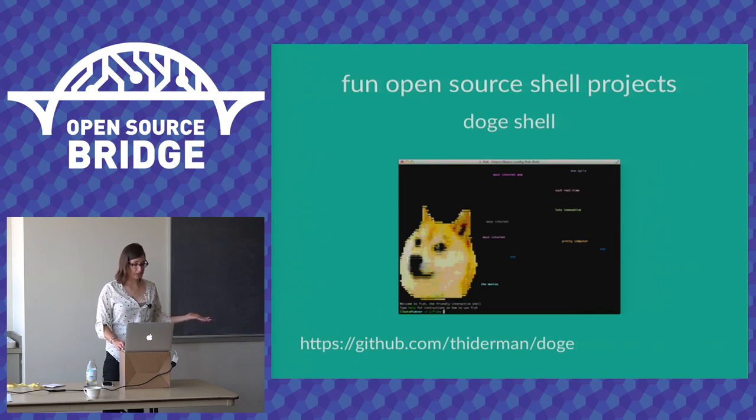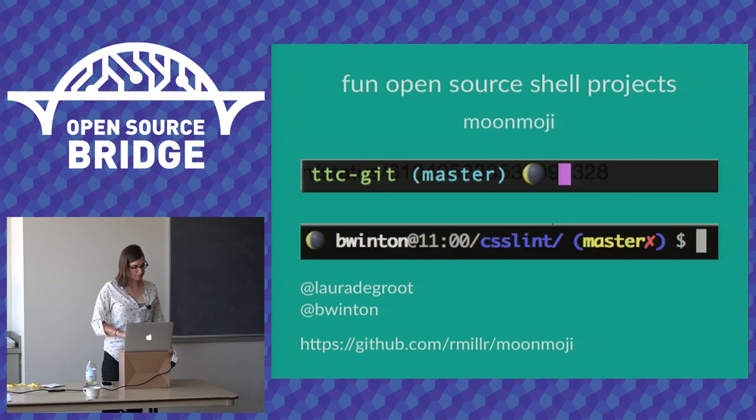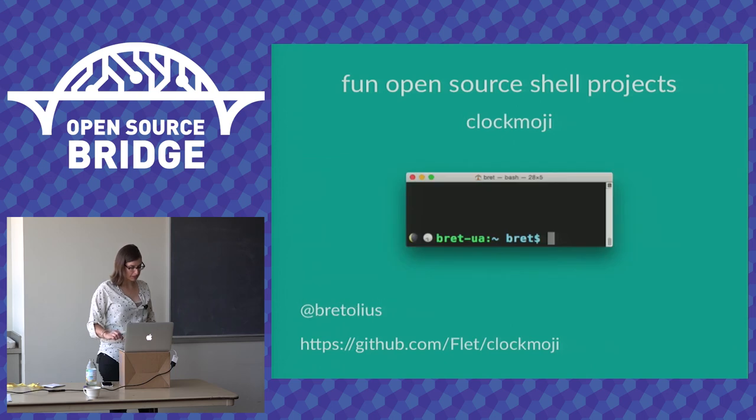Fun little open source things. This is my shell. When I open a new session, I get a dog, and it has randomly generated little phrases like, wow, very LL cats, much, whatever. So that's cute. A friend of mine made Moonmoji, so it actually shows the current moon phase in your terminal. These are two prompts, Laura DeGroote and Blake Winton, both have Moonmoji in their prompts, which is super cool. There's also Clockmoji, which is the second emoji there. It shows the current time in emoji.